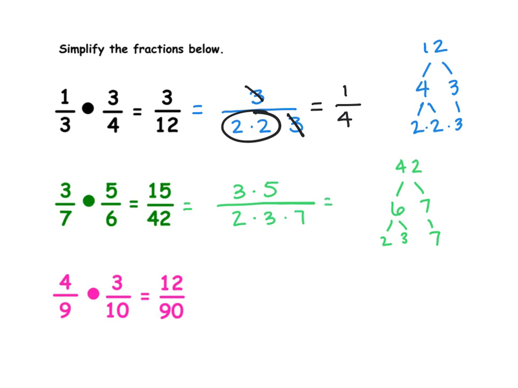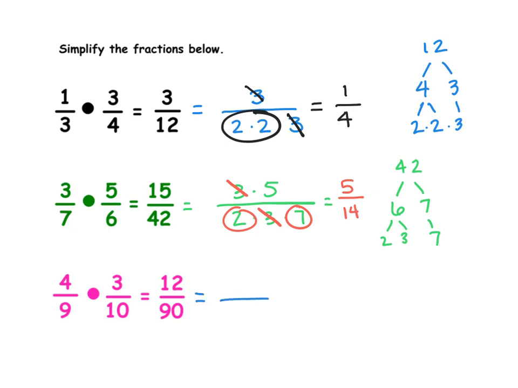Now look for common factors. They destroy each other. 3 on top and on the bottom destroy because 3 divided by 3 is 1. That leaves me with 5 over 2 times 7 is 14, and that's my answer. 5/14 is simplified.